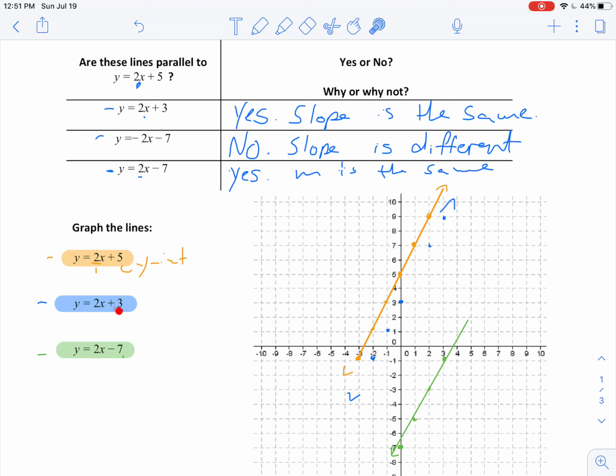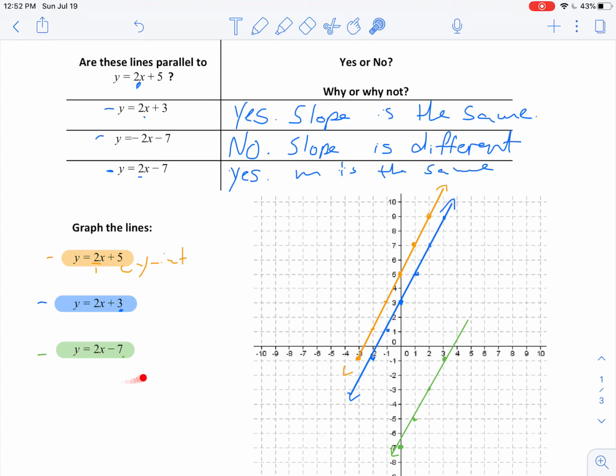In our blue line, we have y equals 2x plus 3. Well, my y-intercept's different. It's 3. And when I graph that, I'm starting at 3, and the slope I have is still 2 over 1. So up 2 over 1, up 2 over 1. And now I have a line that looks like this. Starting at our y-intercept of 3, up 2 units over 1 unit, up 2 units over 1 unit. So the blue and the orange line are parallel to each other.